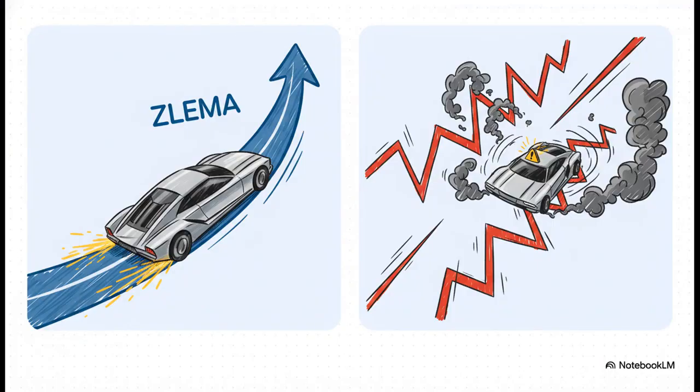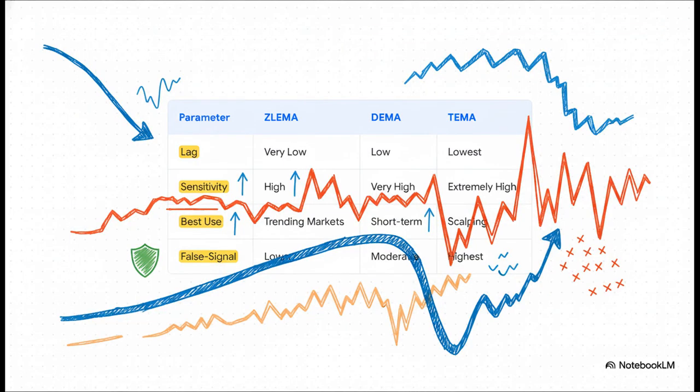Okay, so the pros are pretty obvious. You get reduced lag, which means faster reactions and earlier trend signals. It's great. But, and this is a big but, its biggest strength is also its biggest weakness. Because it's so sensitive, it can get tripped up in sideways or choppy markets. It might react to every little price fluctuation, what we call noise, and end up giving you a bunch of false signals.